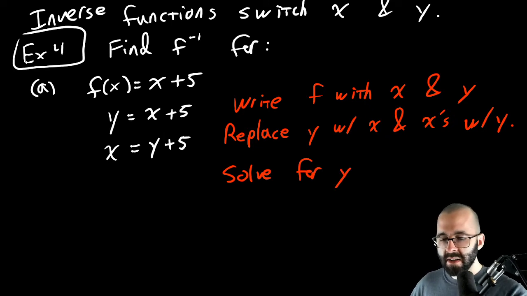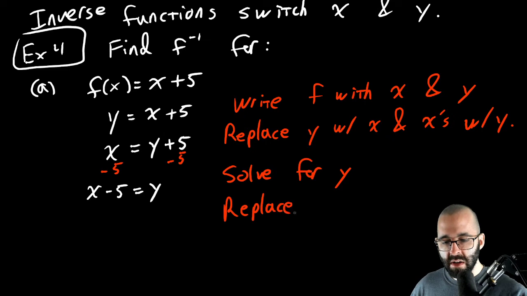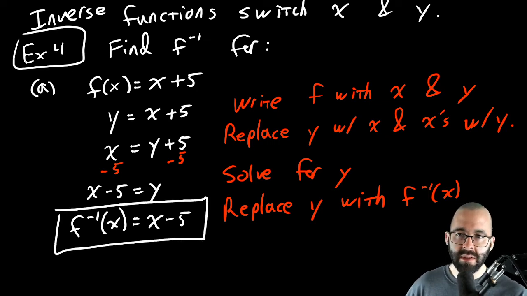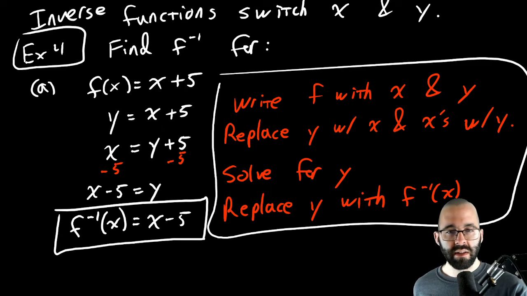How do we solve for y here? Subtract 5 from both sides. That's going to give us that x minus 5 is equal to y. Once you solve for y, replace y with f inverse of x. So we're going to get f inverse of x equals x minus 5. That's how we undo x plus 5. We just take our input and then we subtract 5. So this right here is going to be our method. This is how we find inverse functions if we have equations.